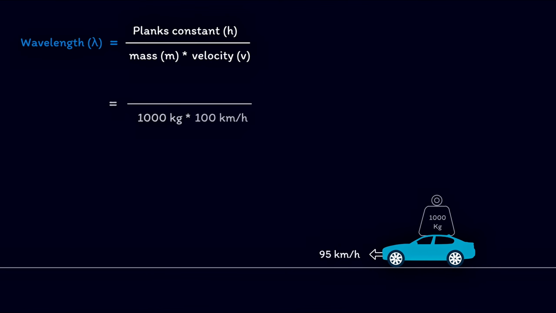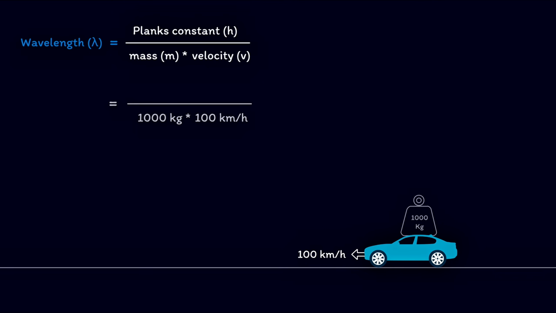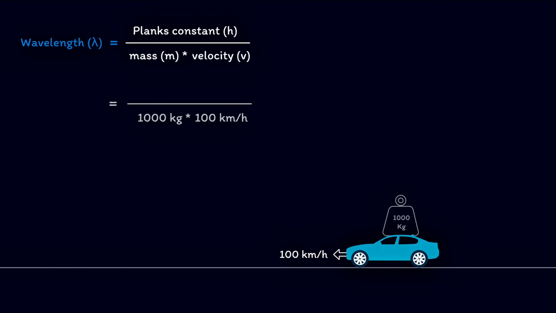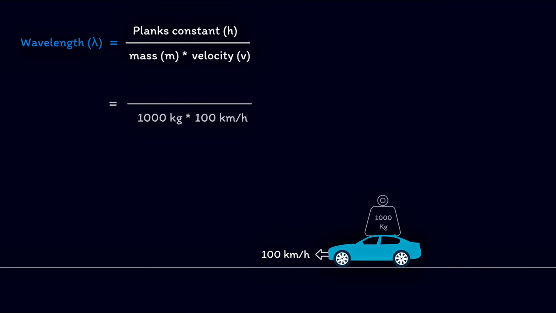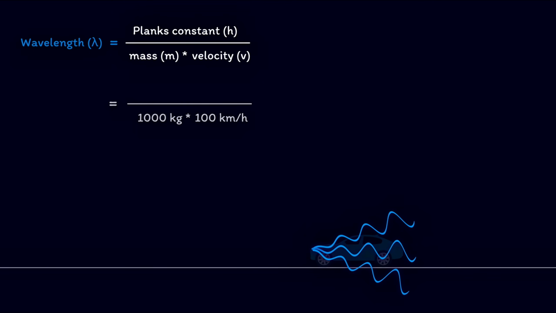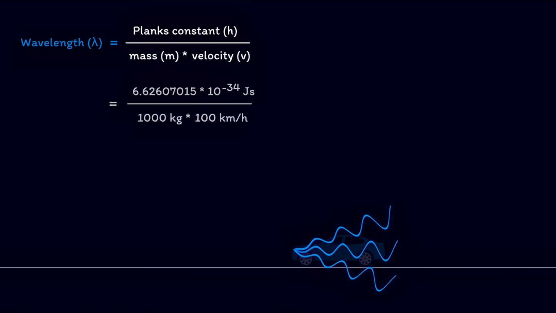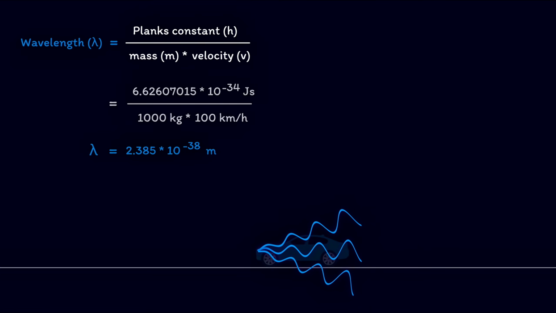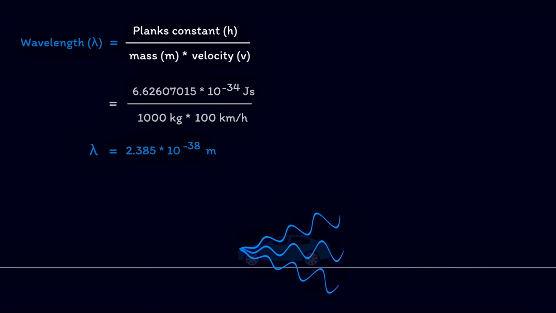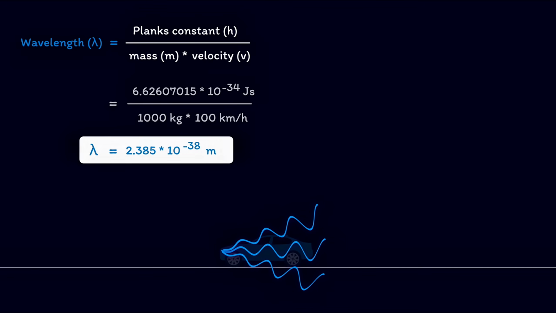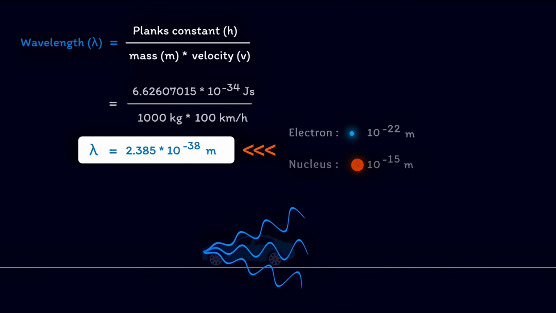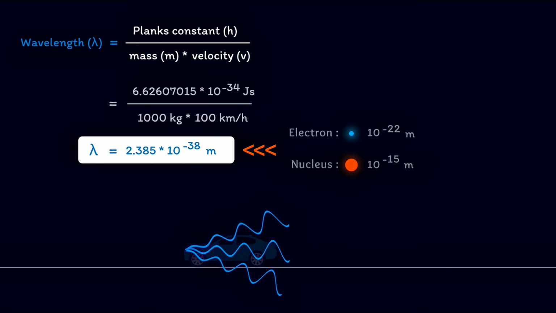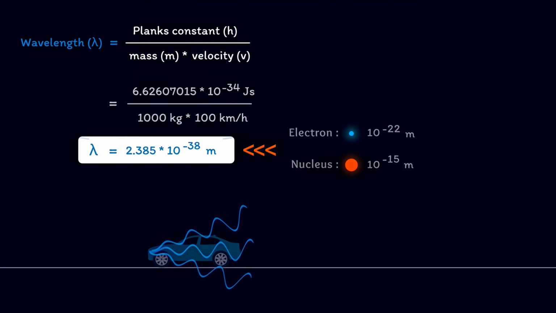100 kilometers per hour. If the statement, "Every object in motion exhibits wave nature," is true, then the car should possess wave nature. By plugging these values into the formula, we get a wavelength of 2.385 × 10^-38 meters. This value is ridiculously small, trillions of times smaller than the size of a nucleus, and practically impossible to detect. So the wave nature of macroscopic objects is negligible.